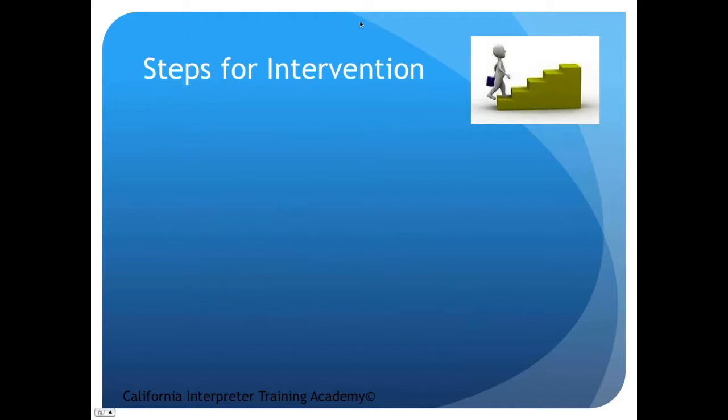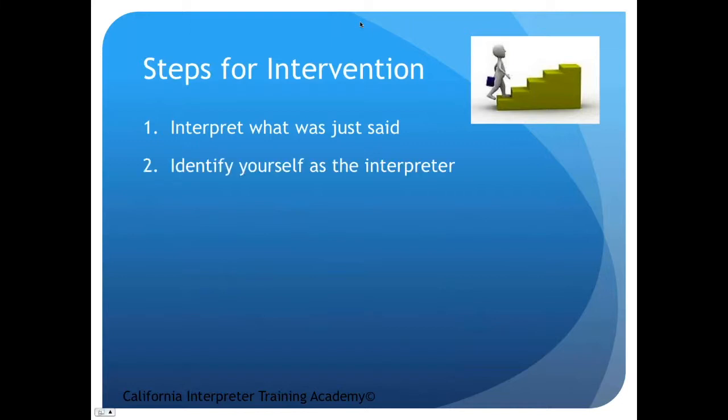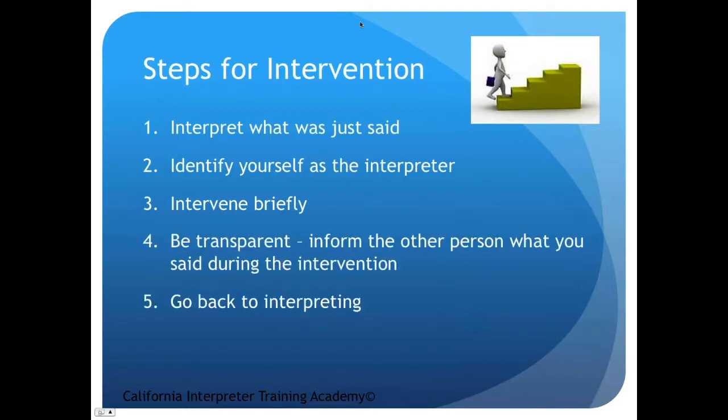So back to the take two that we showed, the second part, where the interpreter did follow the correct steps for intervention. Did you sense that the intervention went smoother that time? Did the interpreter indeed follow the suggested steps for interpreting what was just said, even if the message contained a whole concept that needed to be clarified by the interpreter? Was the interpreter clear on what needed to be clarified? Did she identify herself, and was she transparent with the patient? Remember the importance of transparency, especially maintaining trust. And then finally, did she go back to interpreting as soon as the intervention was completed?